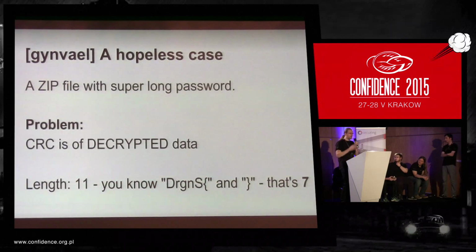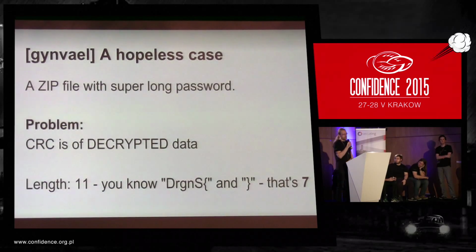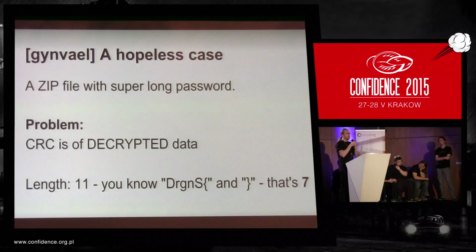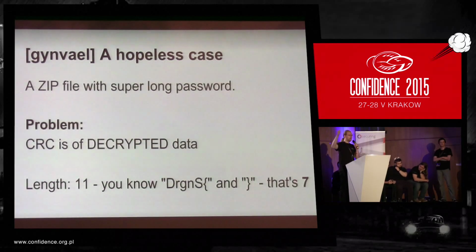Okay, and now for something easier, which was MISC for 100. You got a zip file, and it was said that the zip file contains a super simple password, but it was encrypted with a super long password. Now, you knew that the file length was 11 bytes.